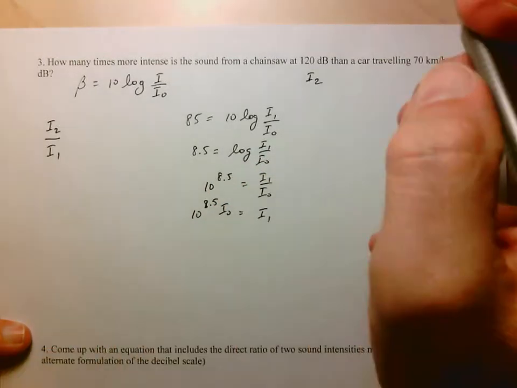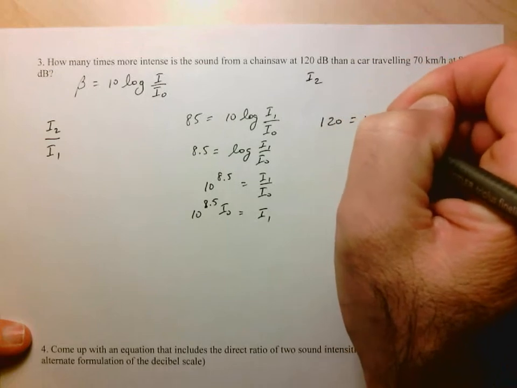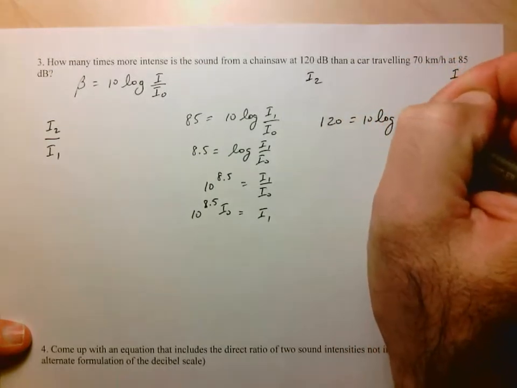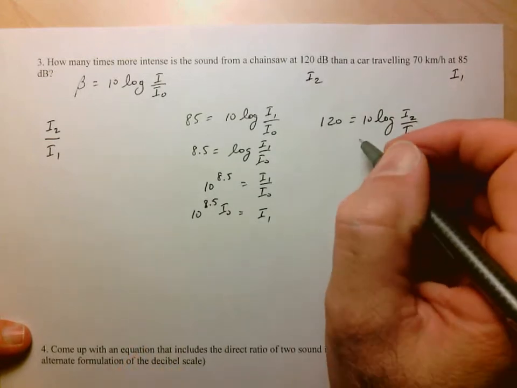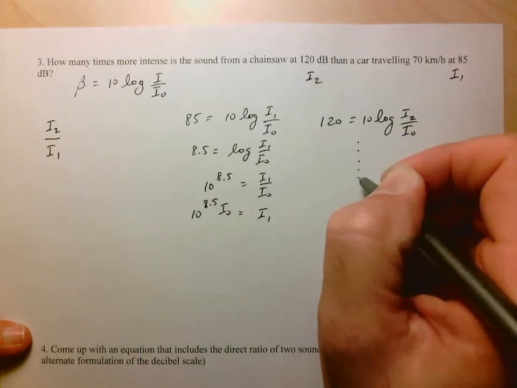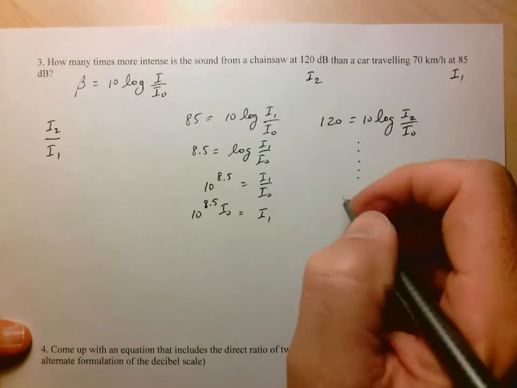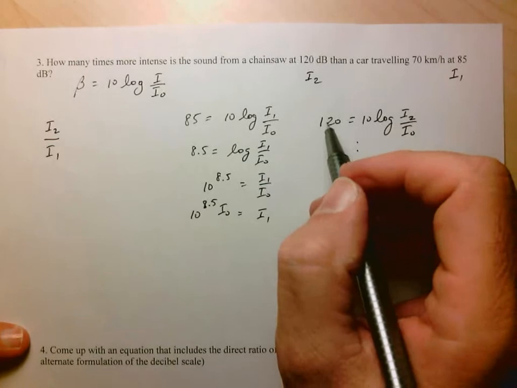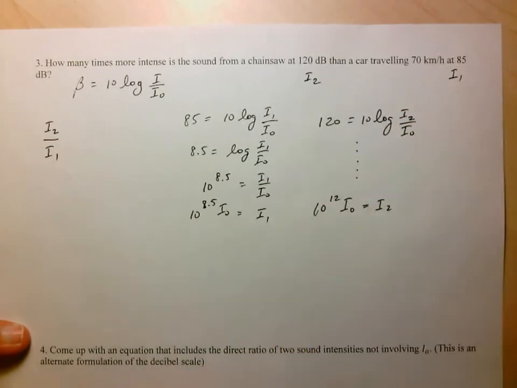Okay, and we can follow a similar pattern here now with the second one. So 120 equals 10 times log of I2 over I naught. But again, if you follow this through, it won't be surprising that you can write I2 as 10 to the, well here, 120 divided by 10 is 12, so 10 to the 12 times I naught.